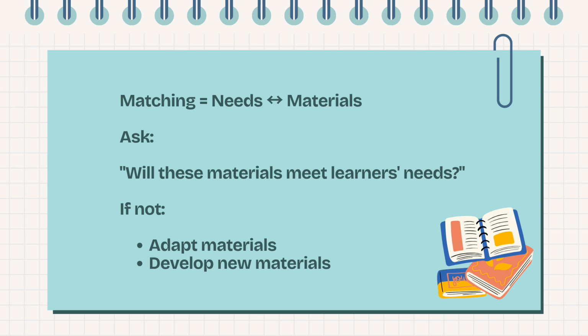Matching is the final stage of material evaluation. At this stage, we ask a simple but important question. Will the materials we selected help learners achieve their learning goals? If the answer is yes, then we can continue using the material. However, if the answer is no, teachers may need to adapt the material or create a completely new one. In simple terms, matching means connecting learners' needs with the most suitable learning materials.